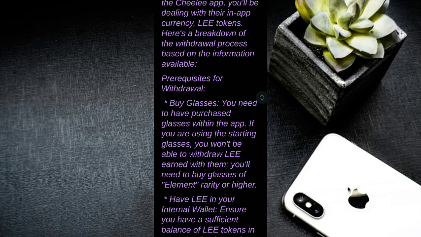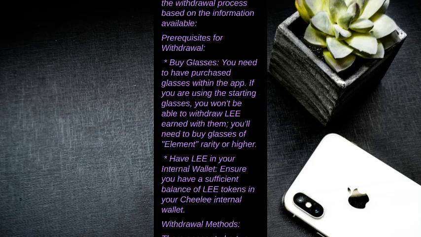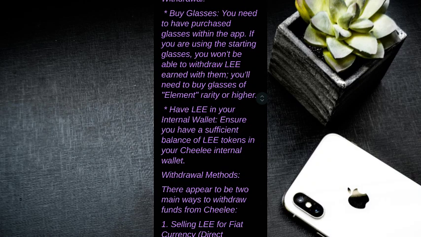There are some prerequisites for withdrawal. That is, you must buy classes within the app. If you're using the starting classes, you won't be able to withdraw Lee with them. You will need to buy classes of Elements, Realty, or higher. Then you must have Lee in your internal wallet. Ensure you have sufficient balance of Lee tokens in your Chelee internal wallet.